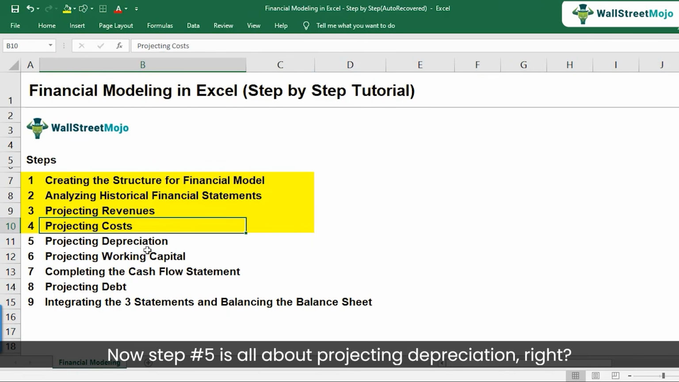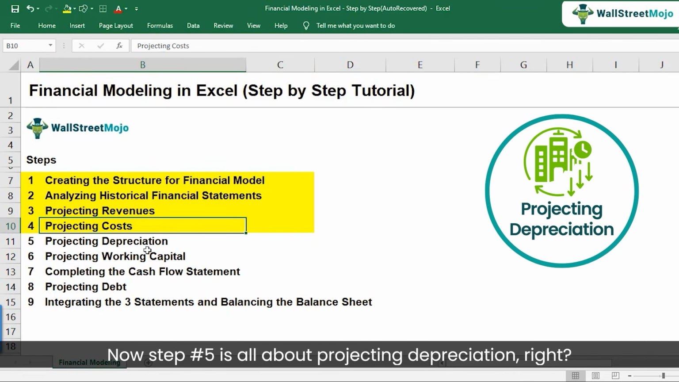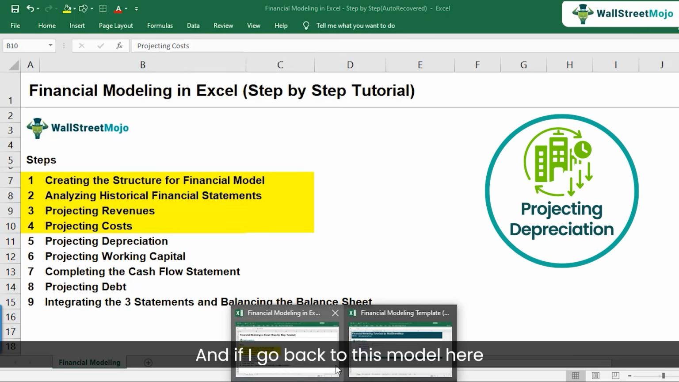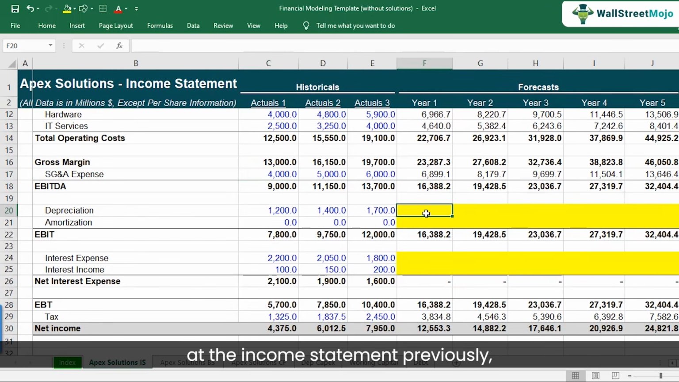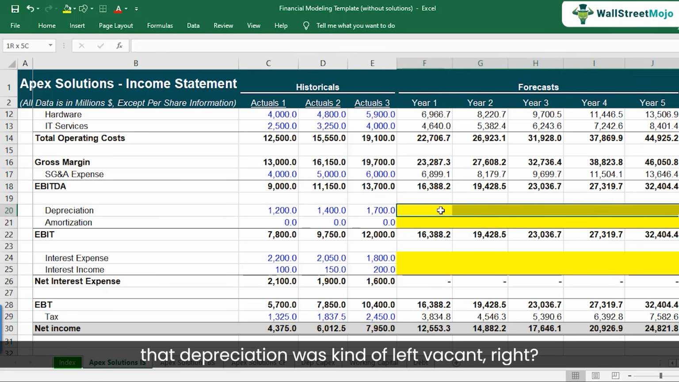All right. Now, step number 5 is all about projecting depreciation, right? And if I go back to this model here, where we looked at the income statement previously, what we saw was that depreciation was kind of left vacant, right? So now is the opportunity to actually find out how much is the depreciation for the future years. And for that, we will be using this tab, that is depreciation and capex. So these are also called supporting schedules, right?